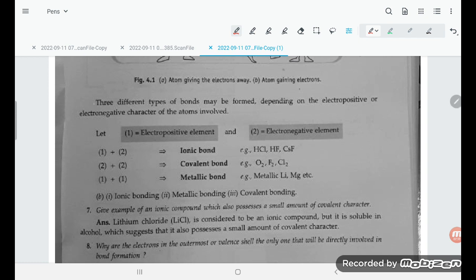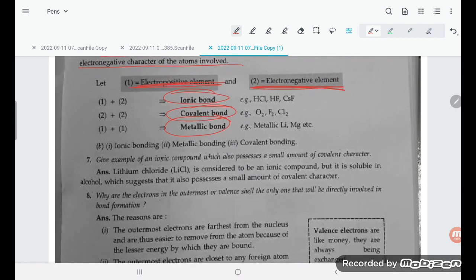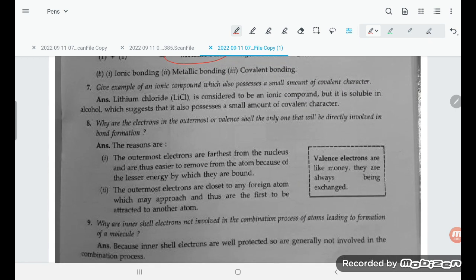Here you see 3 different types of bond may be formed depending on the electropositive or electronegative character of the atoms. The first one is the ionic bond, between an electropositive metal and an electronegative non-metal. Then it is going to be the covalent bond, and the last one is the metallic bond. Okay, so this is the example.